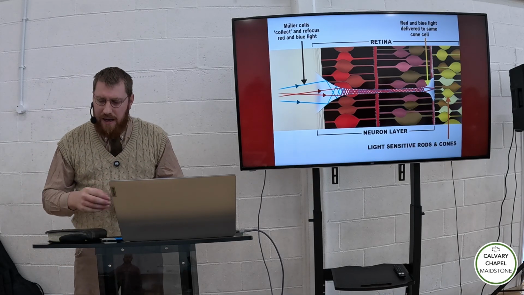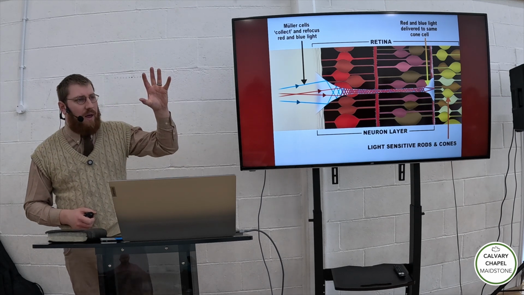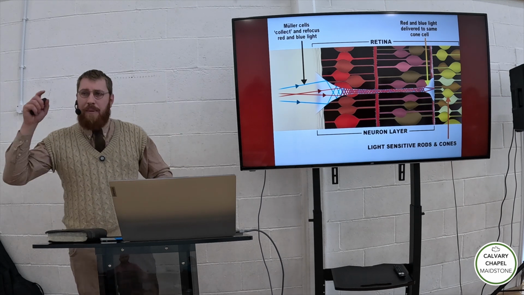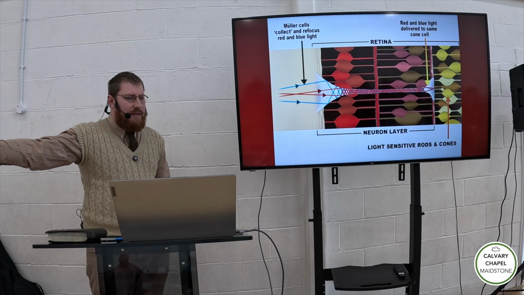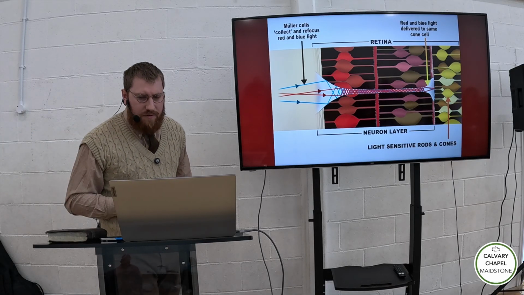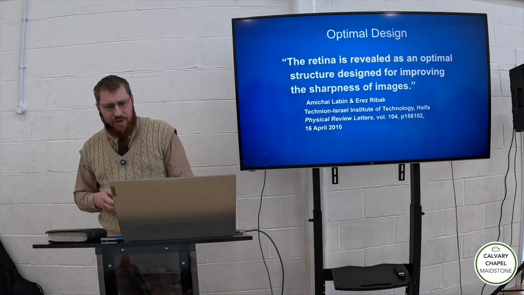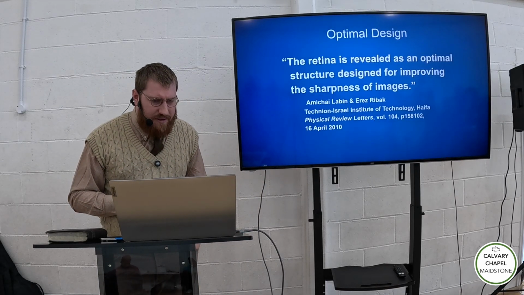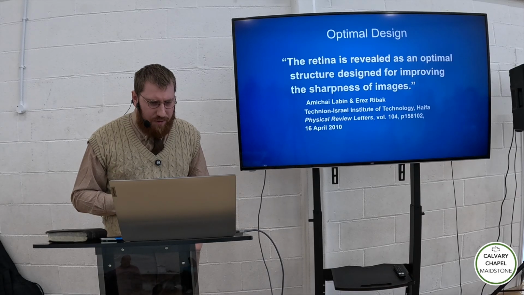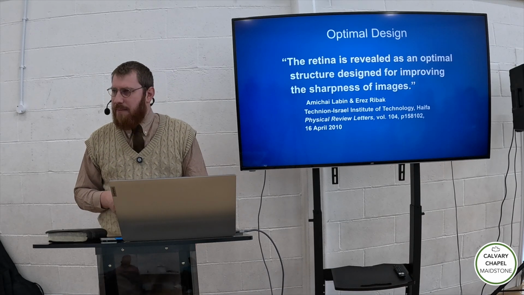Now that's a pretty clever design. It actually amplifies the light as it needs to be through the lens, but delivers the light as it should be into the receptor cells. In fact, the people who did this research is a group based out of Israel, the Israel Institute of Technology, and they had this to say. They said the retina is revealed as an optimal structure designed for improving the sharpness of images.